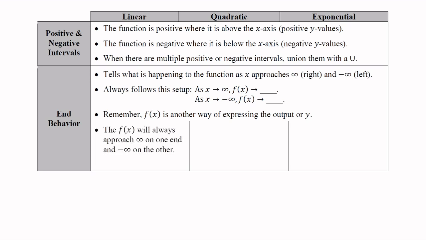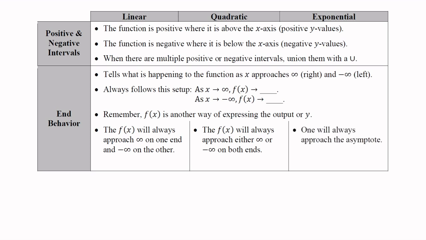The f of x will always approach infinity on one end and negative infinity on the other for a linear function. In a quadratic, the f of x will always approach either positive infinity on both ends or negative infinity on both ends. And for an exponential, one will always approach the asymptote and the other will approach either positive or negative infinity.